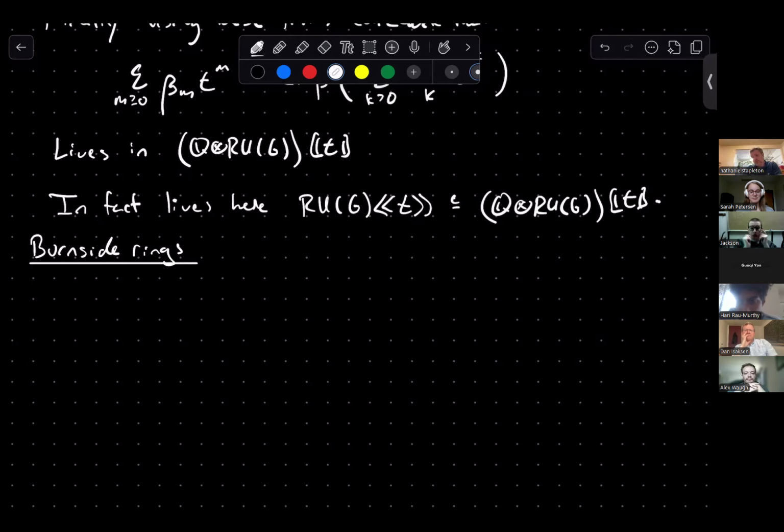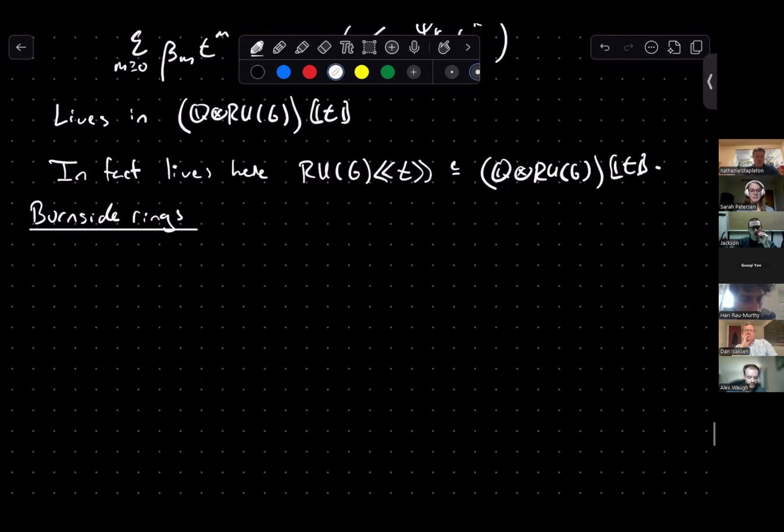And as we jump into Burnside rings today, my goal is to speed run the parts of it that are very similar to the representation ring case and try to put an emphasis on the parts that are different from the representation ring case. So that's my goal today.